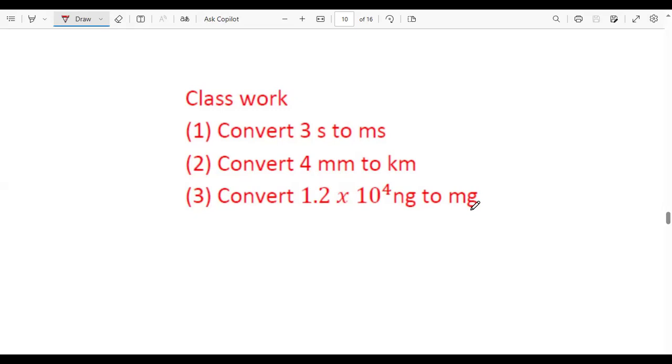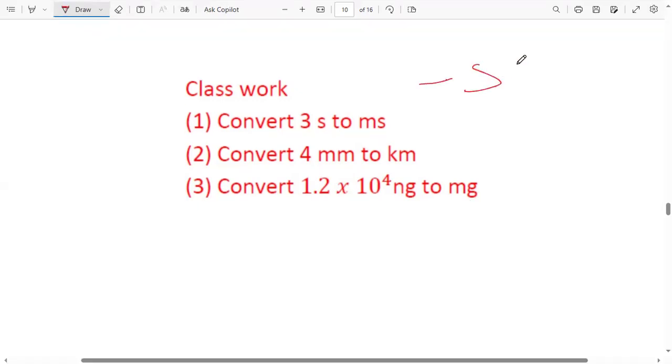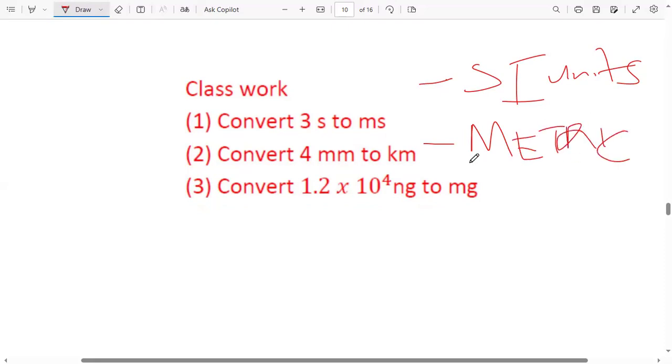Before you can make any type of conversions, you need to know what we call the SI units. The other thing you have to know is what we call the metric system. Before we do these conversions, let me quickly explain what the SI units are and what the metric system is.